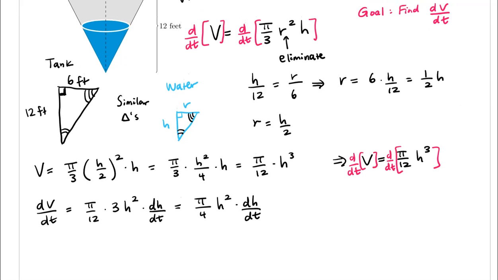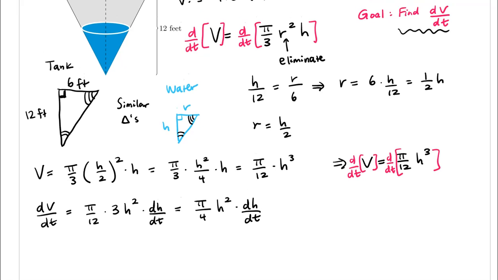We said earlier that our goal was to find dV/dt, so I should be able to plug in all of my other unknown values. And so we have pi over 4. Our height, going back to the original question, said when the height of the water is 6 feet. So I have 6 feet quantity squared times dh/dt. It says that the water drops at 1 foot per minute, so the height is changing, and because it's decreasing, I need it to be negative. So it'd be negative 1 foot per minute.